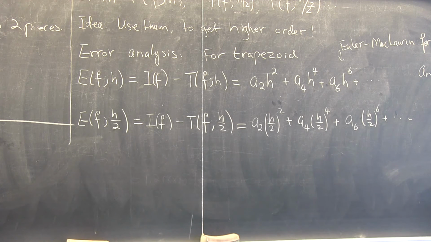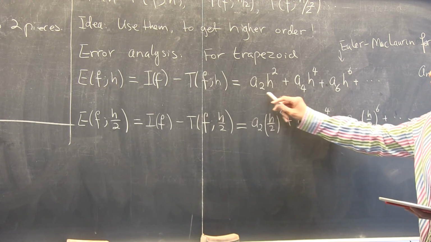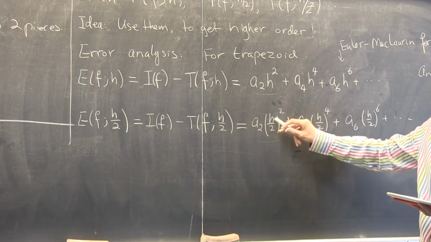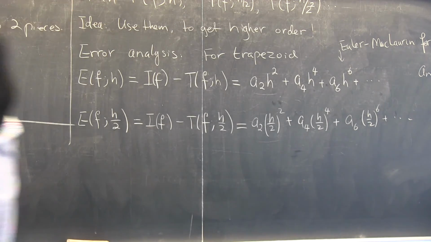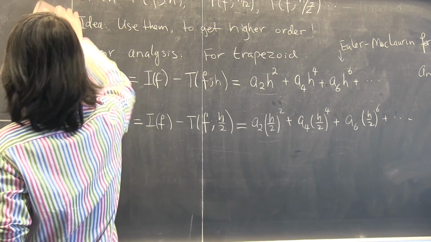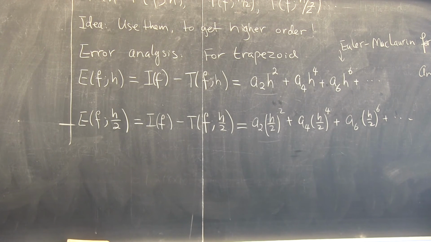We know the trapezoid rule is a second order method. That's why the leading error term is h squared, and this leading error term is h squared divided by 4. It's still h squared. So here comes the main idea. Using those two equations there, is it possible that I manipulate them such that I get rid of the leading error term, that it disappears after I manipulate it in some way?